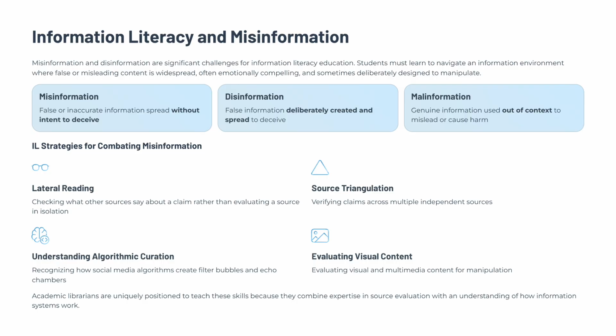Understanding algorithmic curation: helping students recognize how social media algorithms create filter bubbles and echo chambers that reinforce existing beliefs. And evaluating visual and multimedia content for manipulation, because images and videos can be altered, decontextualized, or generated by AI. Academic librarians are uniquely positioned to teach these skills. We combine expertise in source evaluation with a deep understanding of how information systems work. That combination is exactly what's needed in today's information environment.